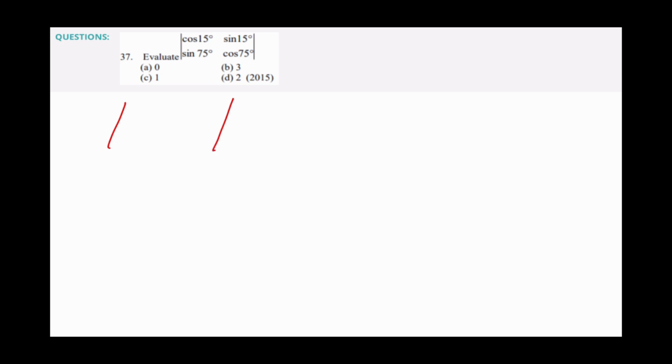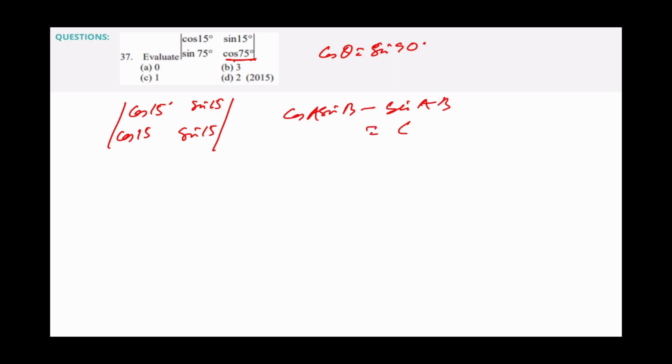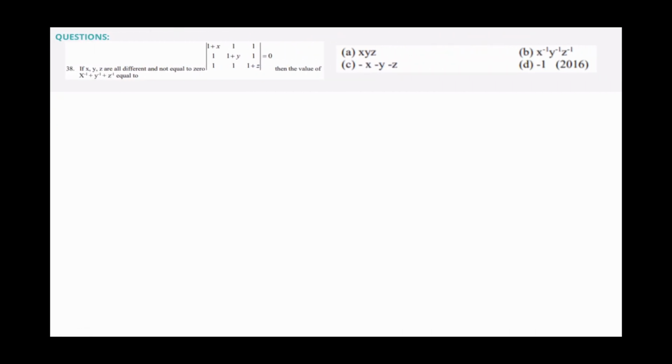Next question. Now very simple. This again you can do if you remember cos values, cos 15 degree. Now cos 75, you know cos theta is equal to sine of 90 minus theta. So this can be written as sine 15 degree, and this is sine 15, and we can convert it into cos 15. So what you can see is cos A sine B minus sine A cos B. So that is basically 0. Clear? Now directly done.